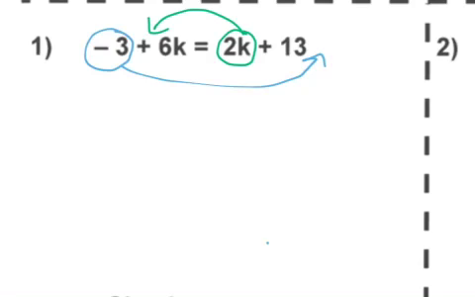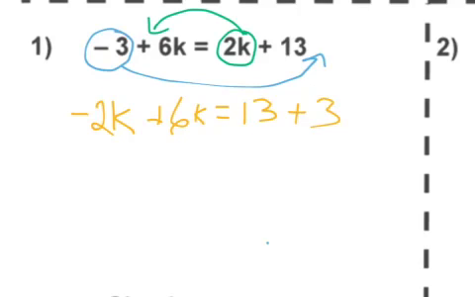So what that's going to look like once we do the first layer is a -2k, I moved the 2k over and made it negative, plus 6k is equal to 13 plus a +3. That -3 moved over, and when it crossed the equal sign it became positive. So when it's something basic like this, doing those two steps right up front, if it doesn't confuse you, I would do that and save room.